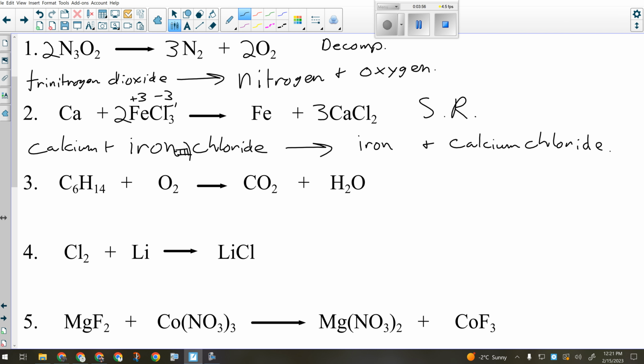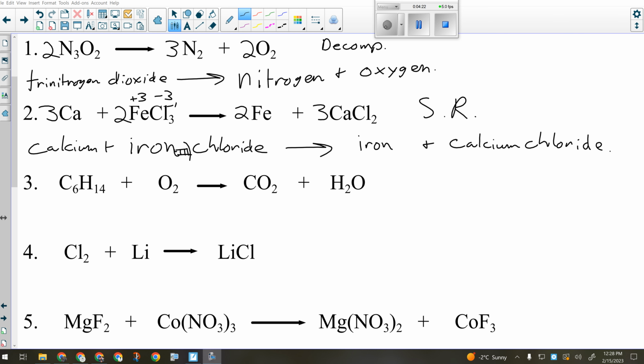Putting this 2 here also affects my iron, so I've got to put a 2 there. Putting this 3 here affects my calcium as well, so I've got to go back over here and put a 3 in front of the calcium. Now the whole thing is balanced. Hey, is that ringing a bell? All right, I'll give you a little bit of time to get ahead of me. Number 3 is going to be a bit more challenging on the balancing part.